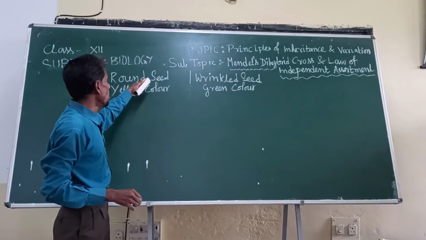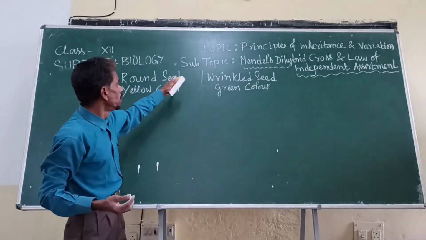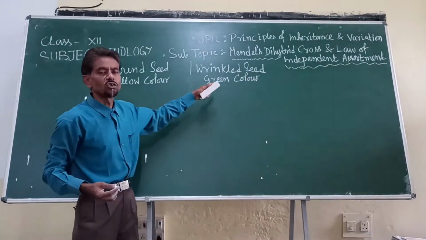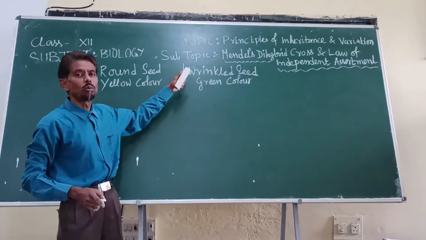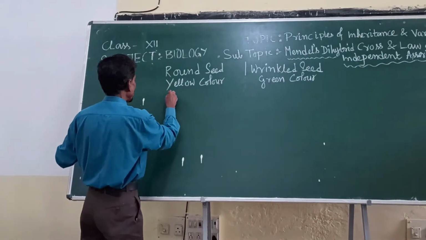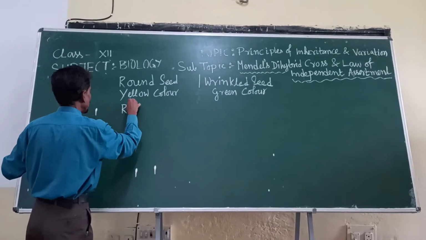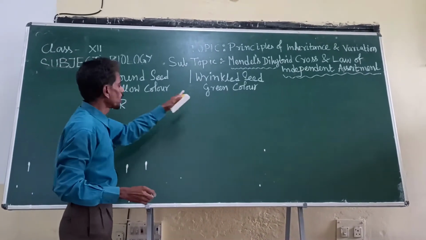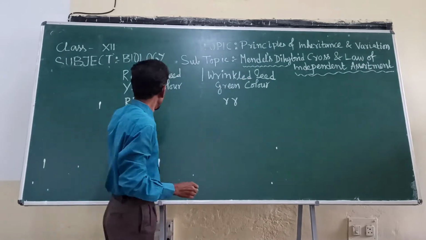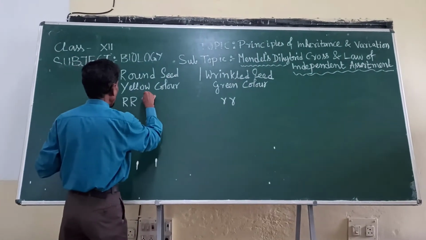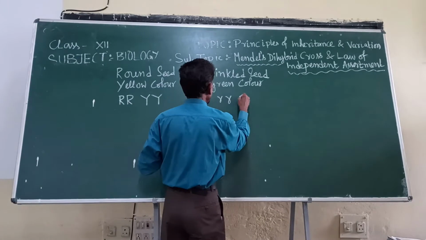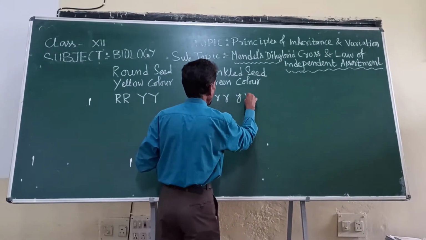One pair is the shape of the seed, round versus wrinkled. Another is the seed color, yellow versus green. Here round is dominant over the wrinkled character. Yellow is dominant over the green. So let us represent round by capital R. Then the contrasting recessive character, wrinkled, is small r. Yellow we denote by capital Y, then green will be denoted by small y.